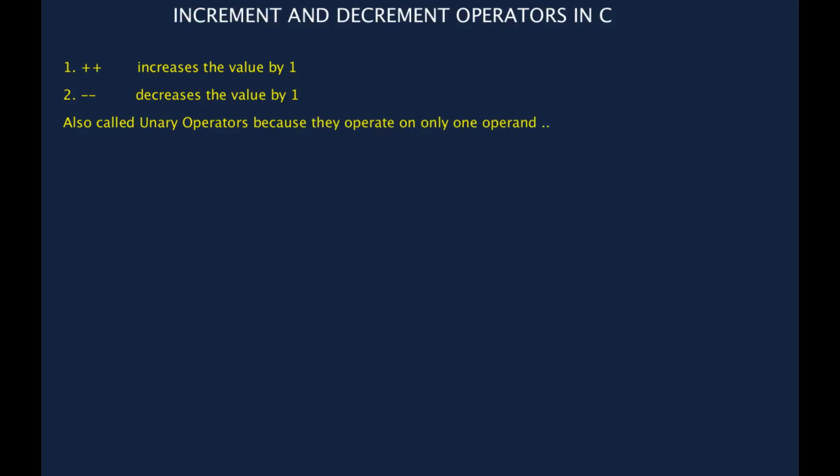And now let's see an example to understand these operators. First we include our header files, that is the standard input-output library and the console input-output library. Then our main function starts, that is int main. Then curly braces open, then we declare our variables, that is int a = 10 and b = 20.